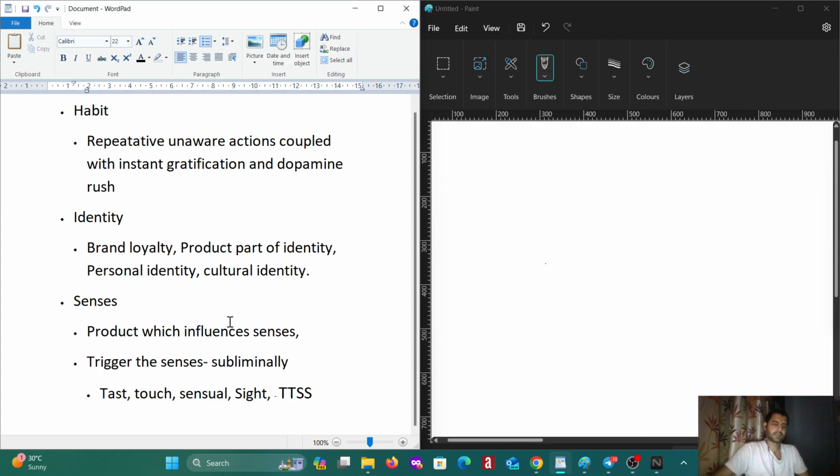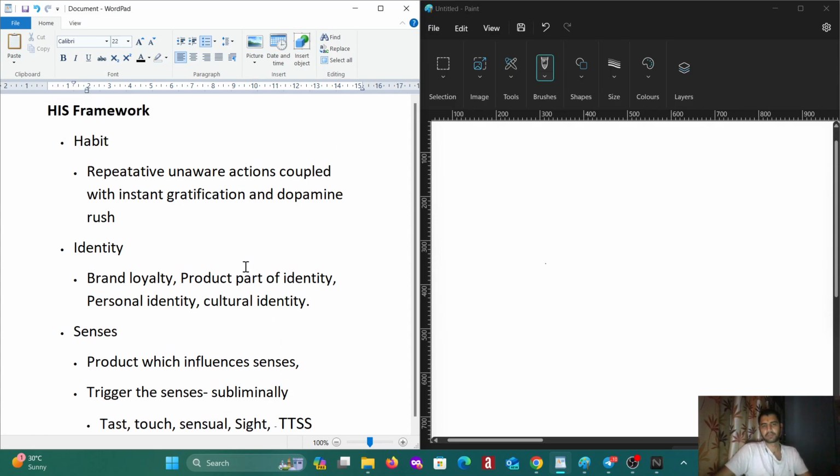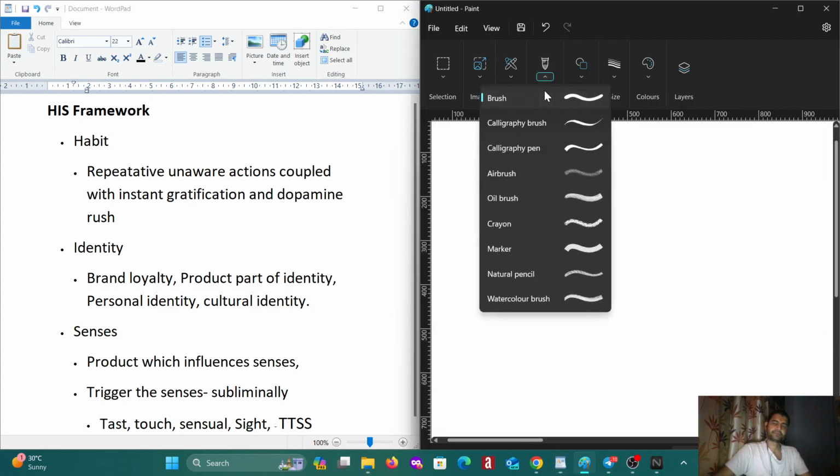We will come into this later. Another part is how you can influence the senses, which is known as the subliminal effect in the advertising industry and the marketing industry particularly. So let us start with the HIS framework with the help of a diagram.